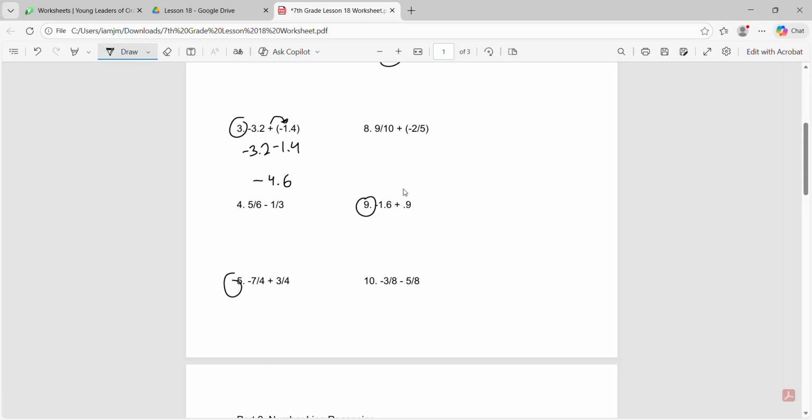Moving on to number 5: -7/4 plus 3/4. Conveniently, we have the same denominator, so we don't have to find the lowest common factor and multiply. We can just add and subtract right away. So -7 plus 3 over 4. Add 3/4 to -7, which is going to be -4/4, which is -1.